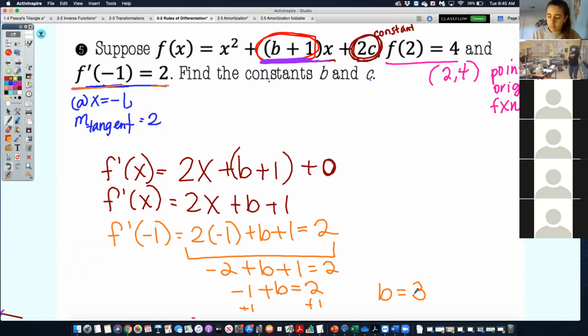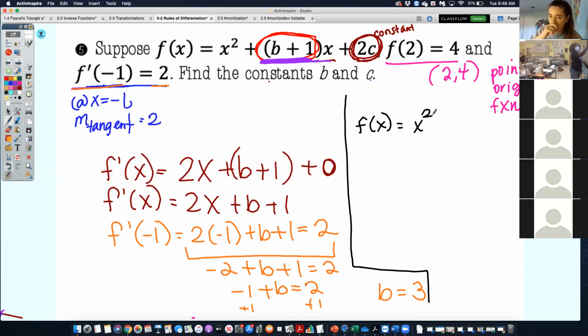So when I plug it in, that middle term is 3x plus 1x, which is 4x. Actually, I didn't do that, I take that back. All right. So right now, my function is x squared plus, if I plug in the value of b now, 4x.